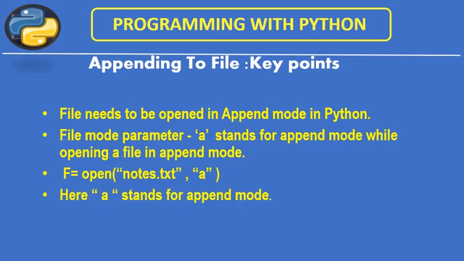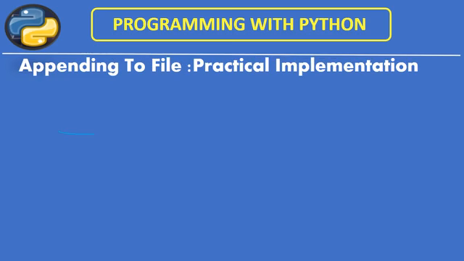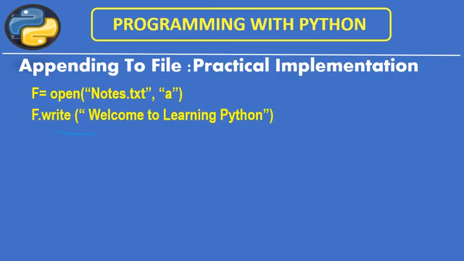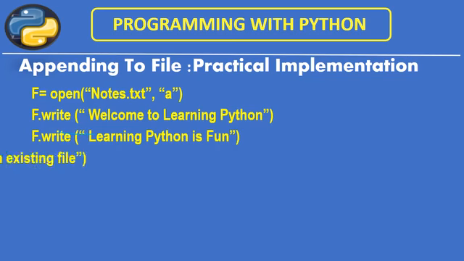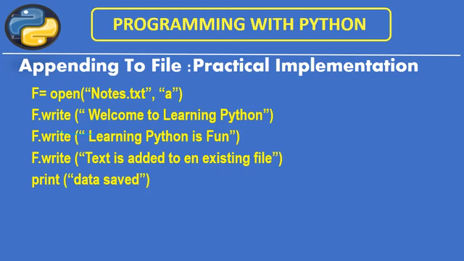You can understand this with the help of this practical implementation example. Here, see: f equals open notes.txt, comma A. Here the notes.txt file is being opened in append mode and I am writing some lines of text with the help of the write function, f.write. Welcome to learning Python. Another line you can write here, another line you can write here, and finally this data will be added at the end of the previously existing file notes.txt without overwriting the previous data.